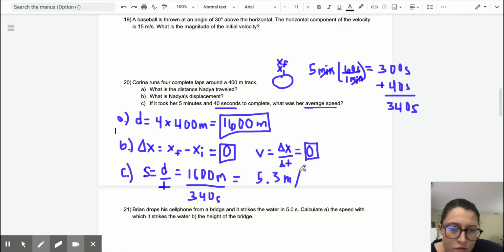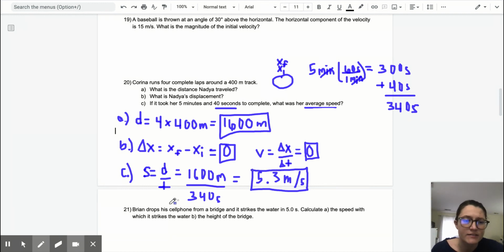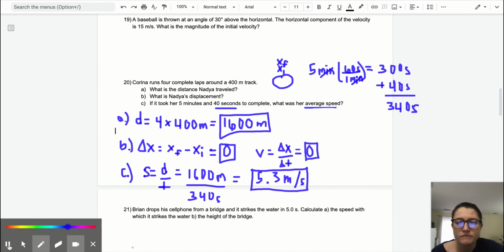Okay, so notice that speed and velocity here are not the same. Velocity relies on direction. It's the change in position over time. Speed does not. Okay, so we're going to head down to number 21.